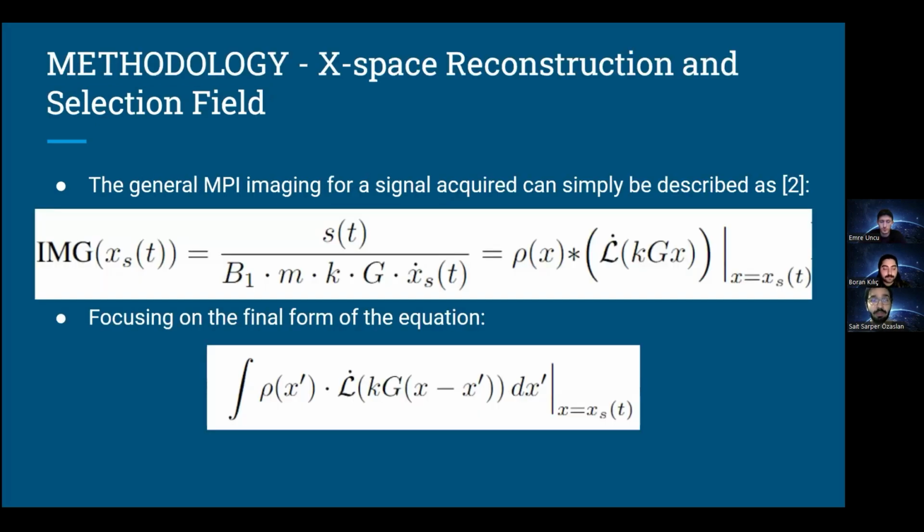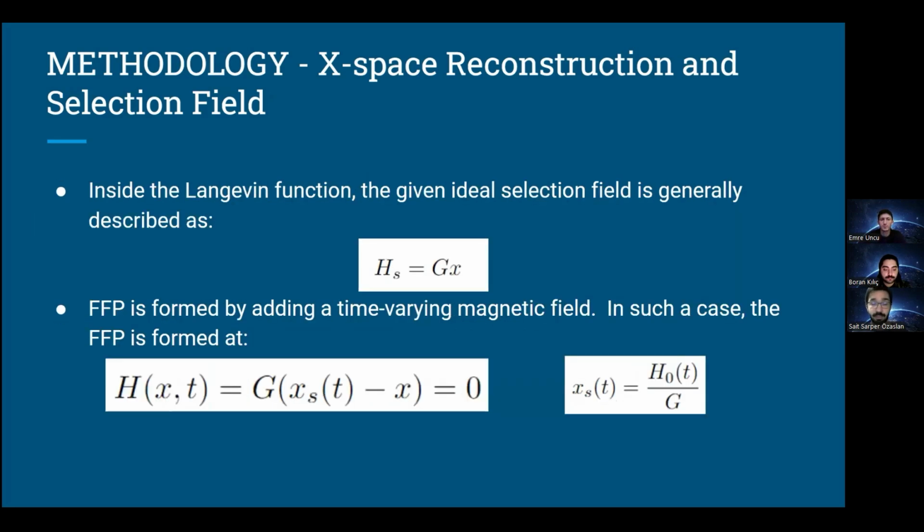Moving to methodology, the general MPI imaging for a signal acquired can simply be described by the equation below, where if we focus on the final form of the equation, it is a convolution of the SPIO distribution with the derivative of the Langevin function evaluated at x equals x_s(t), the FFP. Before we explain how we get the FFP, we need to explain the ideal selection field, which is described as H_S equals Gx, and the FFP is formed by adding a time-varying magnetic field. In such a case, the FFP is the time-varying magnetic field divided by the selection field.